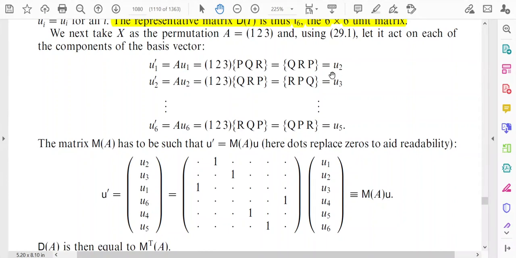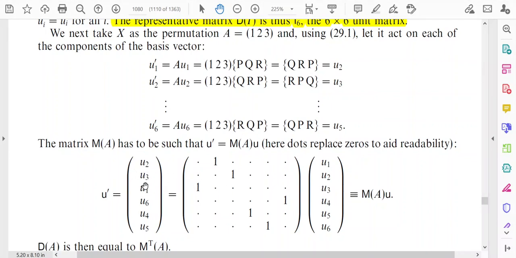Now we should obtain u2, because here it is written u2. So if we write 1 here, then u2 is in just the second position, then 1 will be multiplied by u2, and the rest of the elements are 0. Here, in place of 0, a dot is written to aid readability, but these dots are actually 0. So in the second position there will be 1, so that we obtain u2 in the first position.